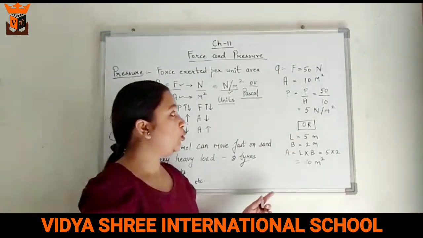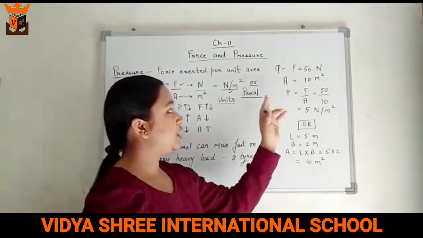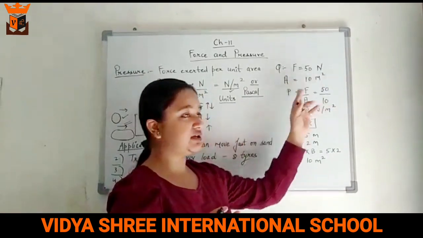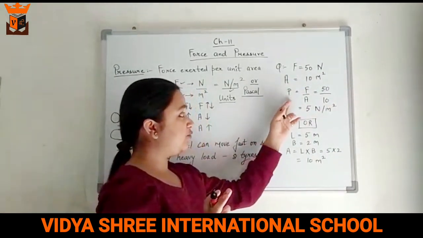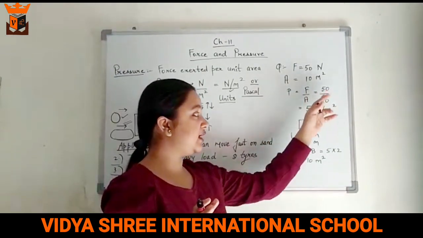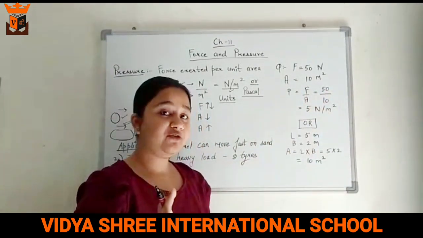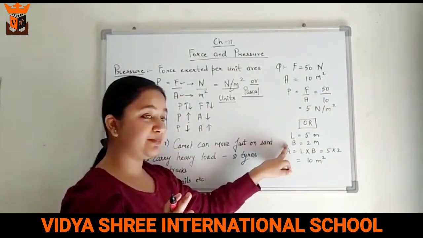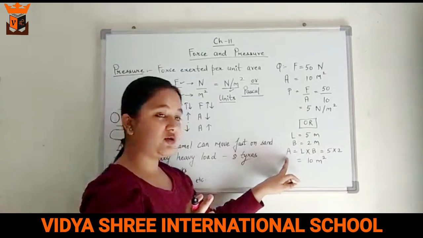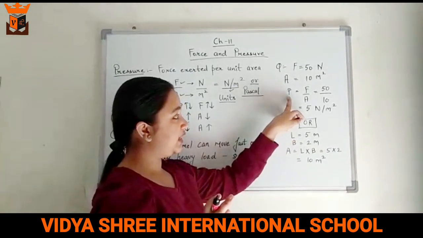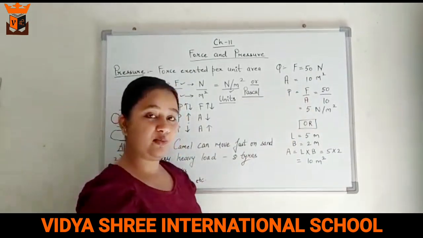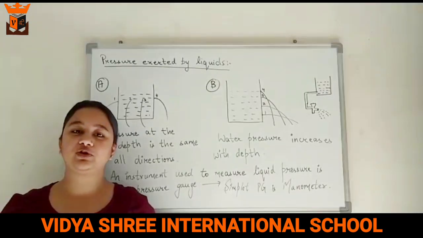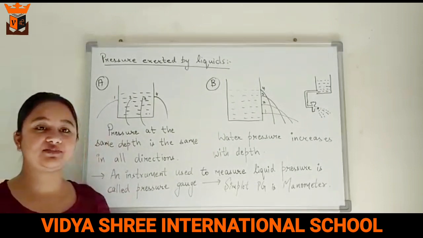Moving forward with the numerical related to pressure. It's given that force is 50 Newton and area is 10 meters square. So we can easily apply the formula pressure is equal to force by area and you can get the answer. If the area is not given, then you have to find out the length and breadth given in the numerical, find out the area, and then place the values in the pressure formula and you can easily find out the answer. So moving forward to the next topic, that is pressure exerted by liquids.